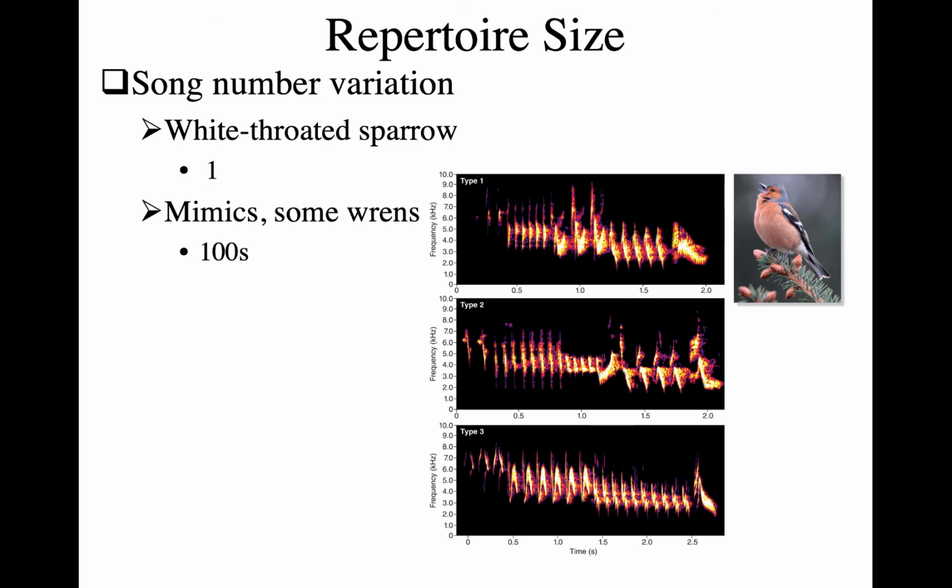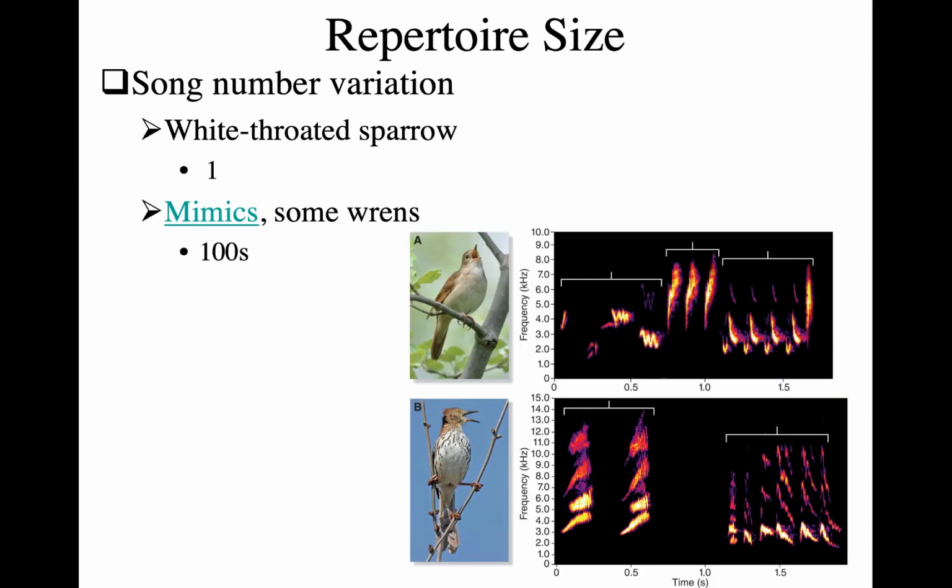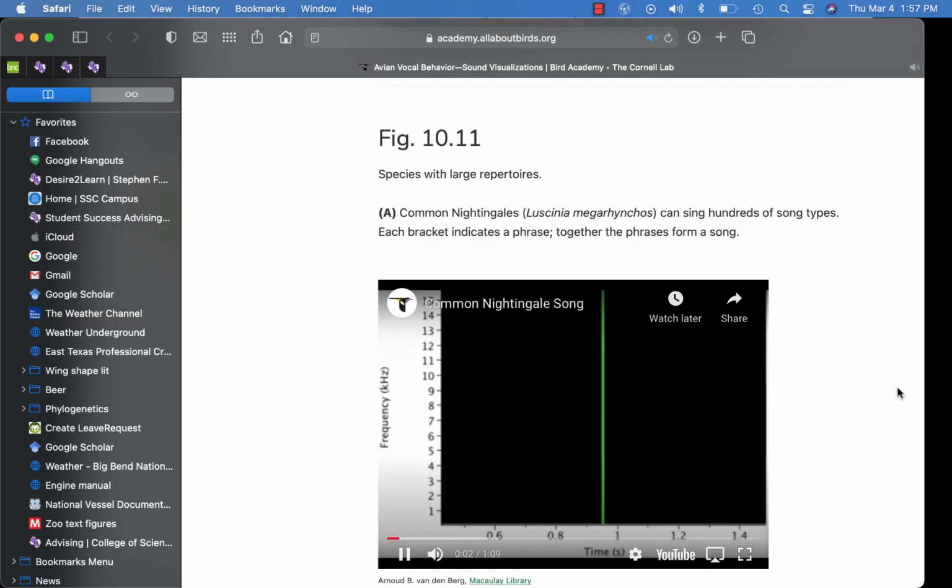In something like a white-throated sparrow, an individual will just have one song basically, while other species, like this chaffinch shown here, can have, say, three or more songs. And then we get to some of the more extremes, like some of the wrens can have hundreds of songs, and including some of the mimics can have hundreds of songs. Some examples of mimics include nightingales, which are shown here on the top, and the brown thrasher. We've been hearing and seeing brown thrashers in labs here. So here's a nightingale vocalization.